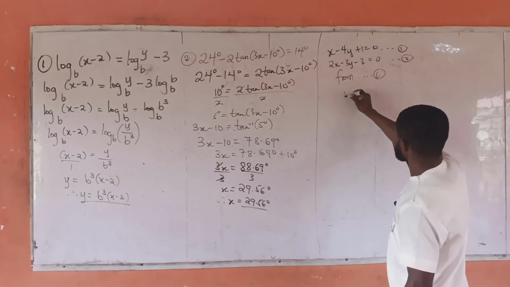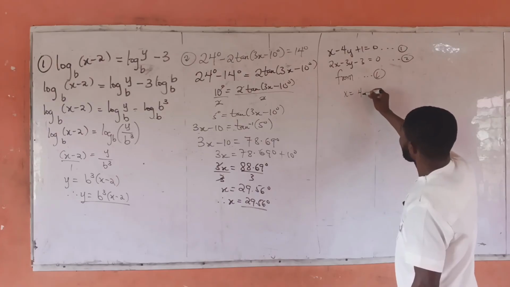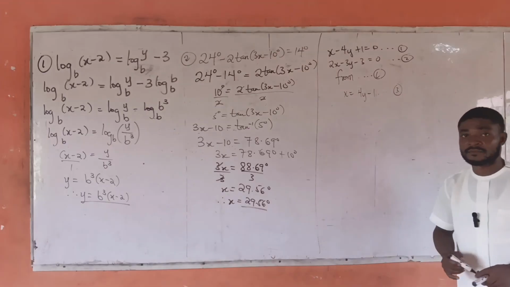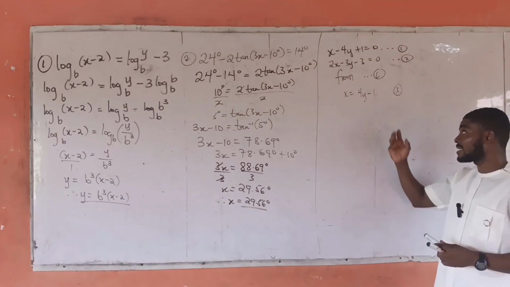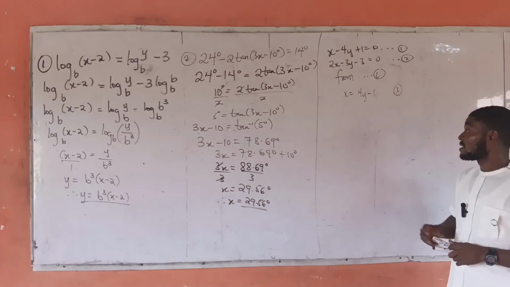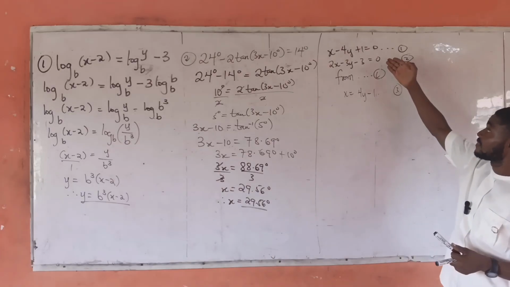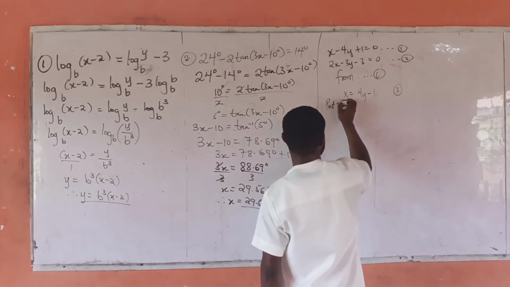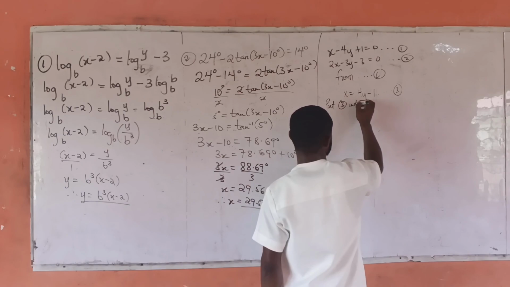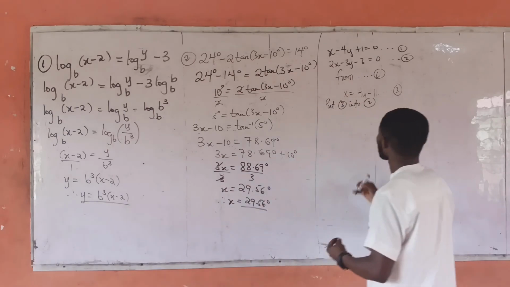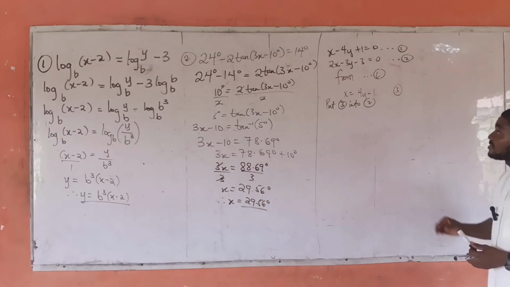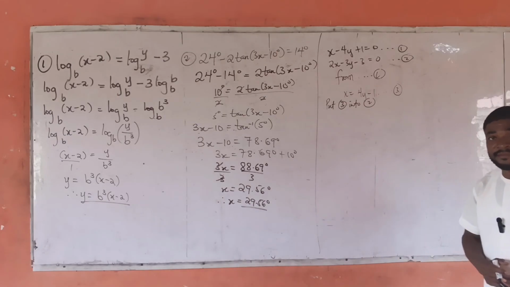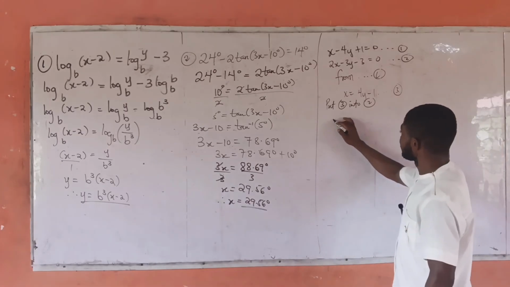I can see x giving me 4y minus 1. I can consider this as equation 3, and this will kind of make my work easier. So I put equation 3 into equation 2. When I put equation 3 into equation 2, in place of x, I put 4y minus 1.